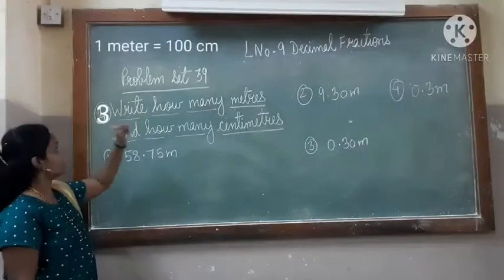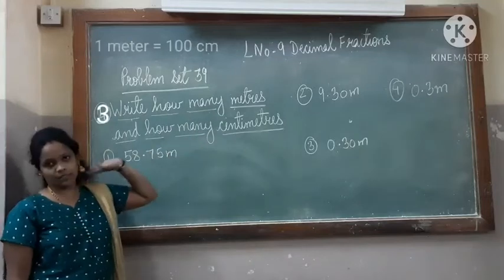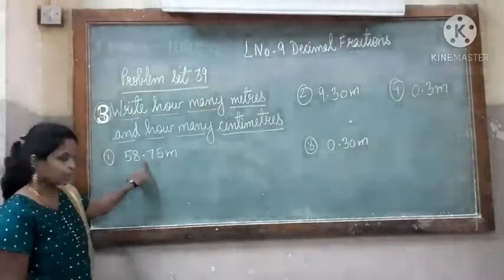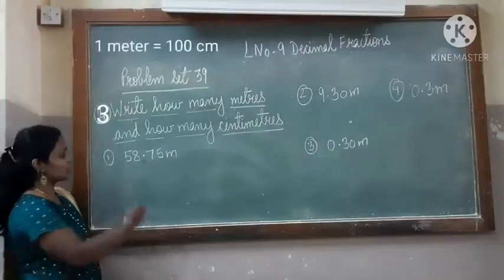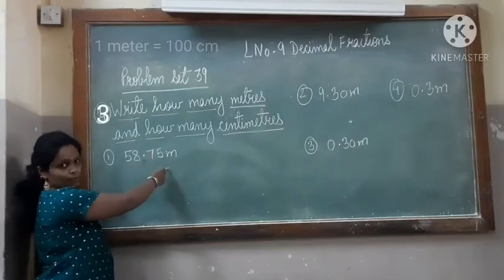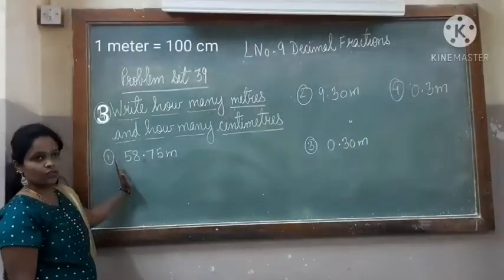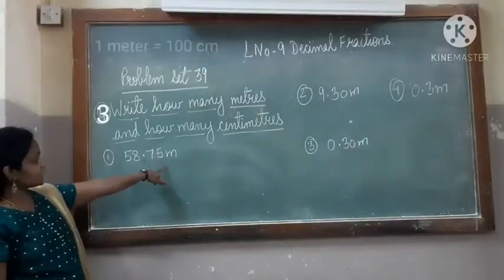Problem set 39. Write how many meters and how many centimeters. Now here again you are supposed to focus on the decimal point. Why do you have to focus on the decimal point? Because the numbers on the left side of the decimal point are meters, and on the right side of the decimal point they are centimeters.